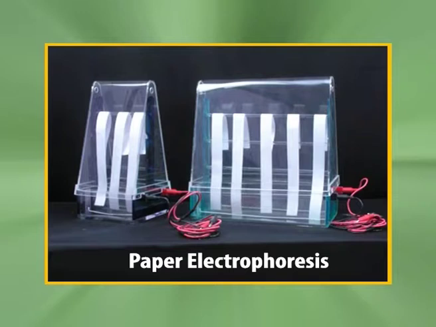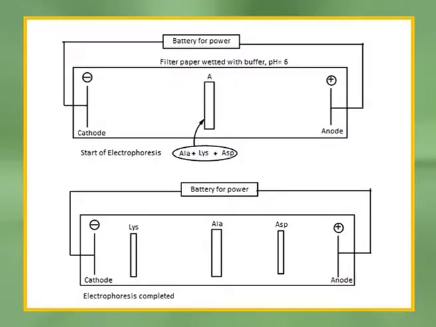If the origin line is not in the center of the paper, it must be positioned to allow maximum migration towards the correct electrode. After the chamber is covered or closed to protect against electric shock, an electric field is applied to the system. Application of the electric field and the resultant resistance to current flow in the buffered paper generates heat. This is the greatest source of difficulty with paper electrophoresis.